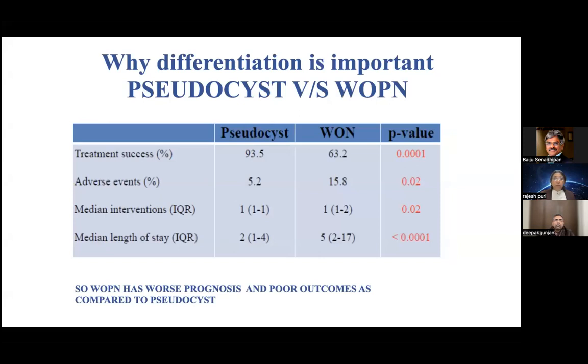Now the question comes, why is it important to differentiate whether you are dealing with a pseudocyst or walled-off pancreatic necrosis? First of all, I would like to say history is very important. If a patient has a mild pancreatitis and remains in the hospital for 2 to 3 days or 5 days, the chances of a pseudocyst are very high.